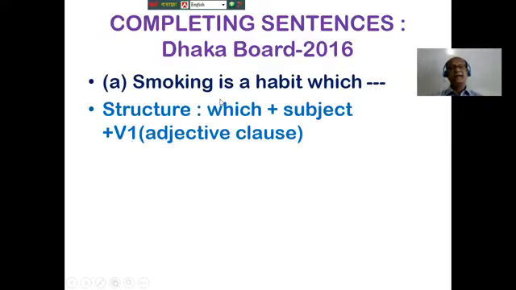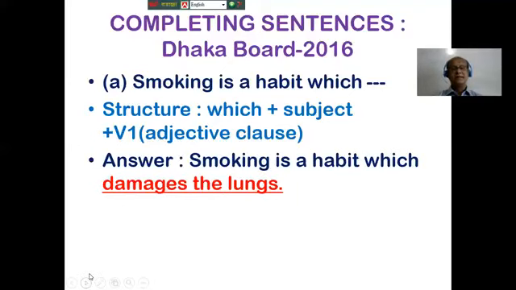Smoking is a habit. We use V1 or present tense of the verb when we discuss something natural, something that always happens, like this. So the possible answer can be: smoking is a habit which damages the lungs, which causes illness to our body, which kills people, like this. Any related negative impact of smoking. Subject is this.